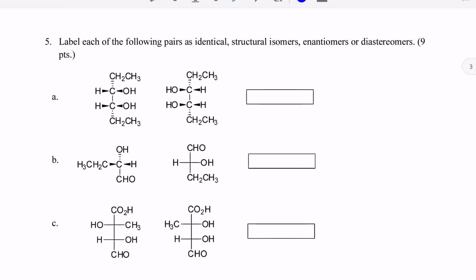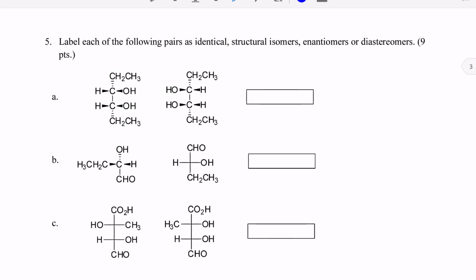For question 5, we are given a set of different compounds, and we're asked to evaluate their stereochemical relationship, basically, whether they're enantiomers, diastereomers, structural isomers, or whether they're just the same compound. So let's go and try to evaluate this.